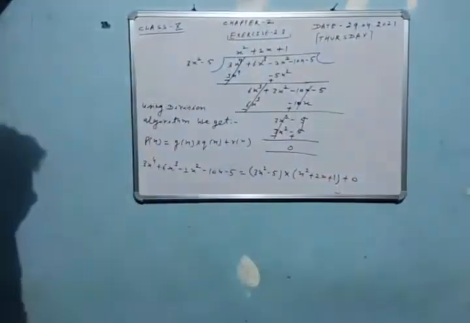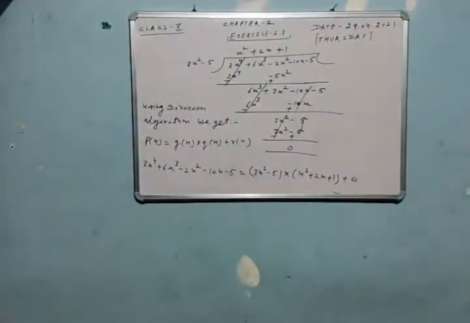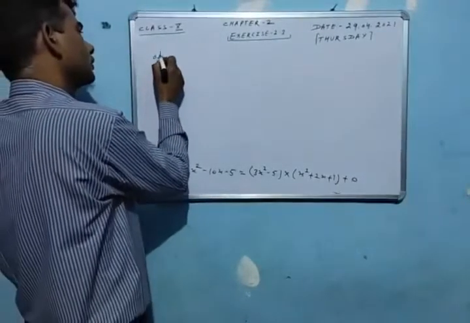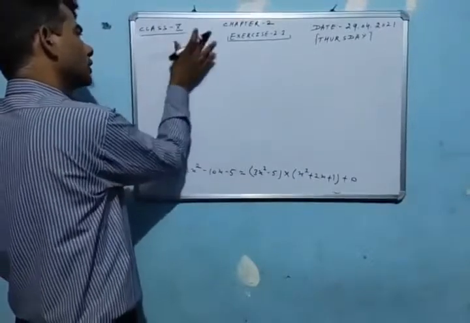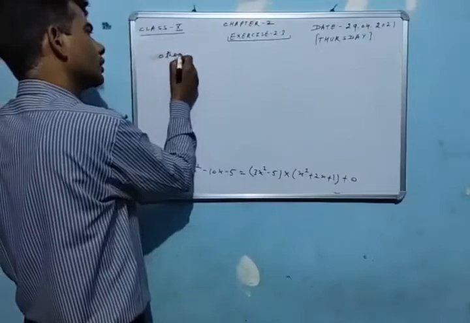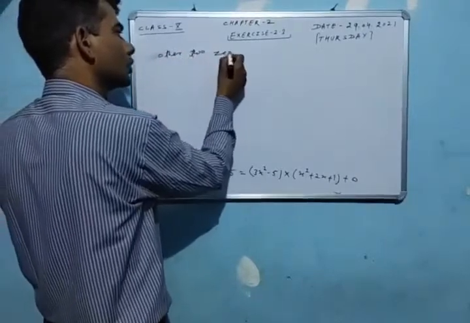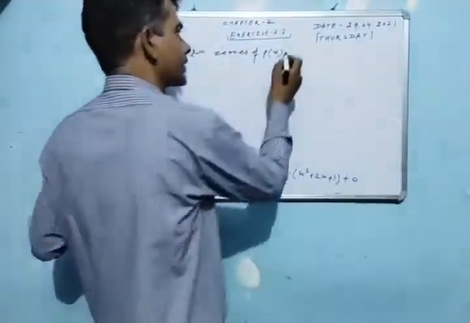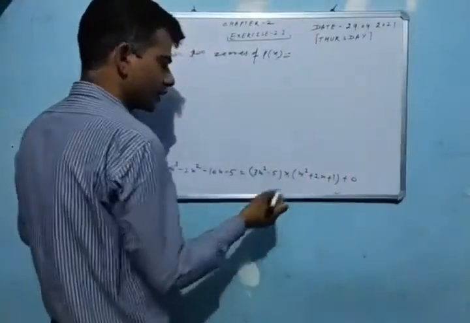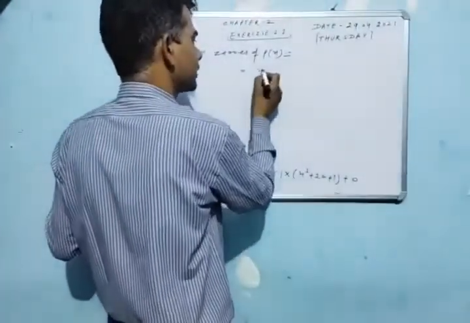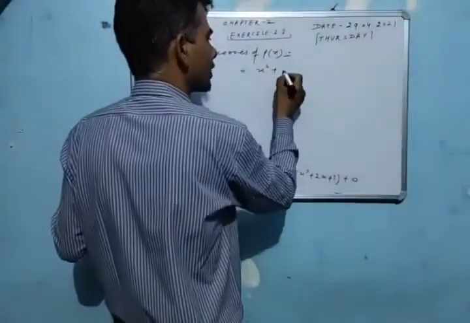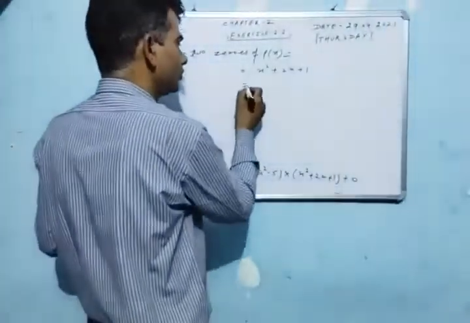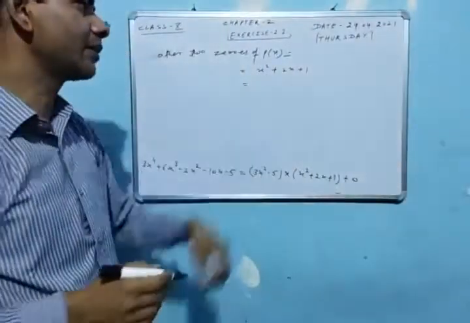Student, please note it down. Now student, the other two zeros of p of x you can find by using x square plus 2x plus 1. Now we will use the split the middle term method.